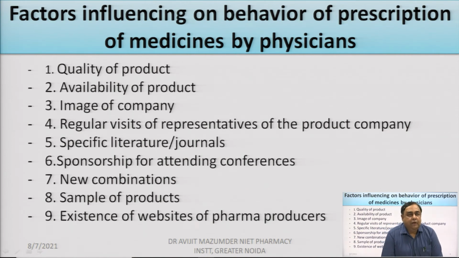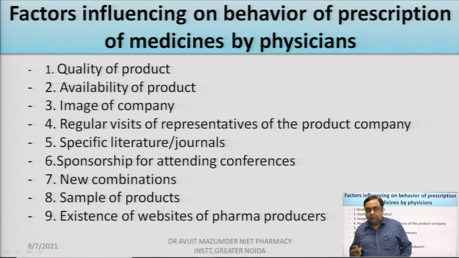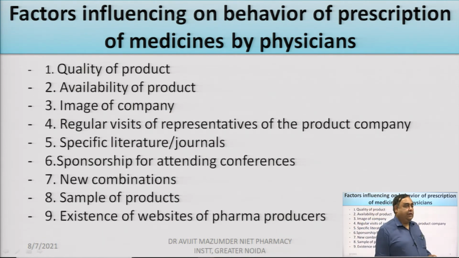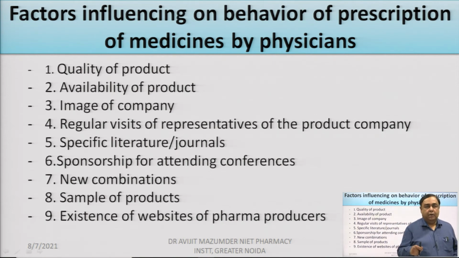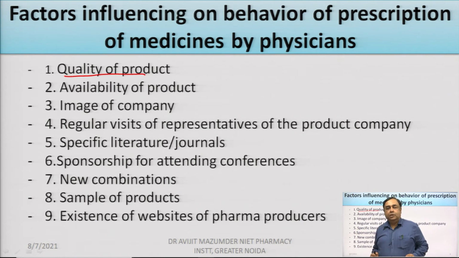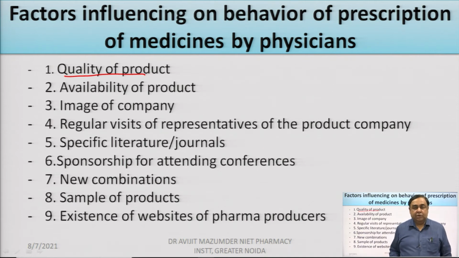Factors influencing the behavior of prescription of medicines by the physician. Number one, this includes what are the factors which a patient or a physician considers whenever he or she is recommending a drug. Number one, the foremost important is the quality of the product. A very important aspect, because the reputation of the physician depends on this quality of the product. Because if the quality is good, if the patient recovers, the reputation of the physician improves, increases.